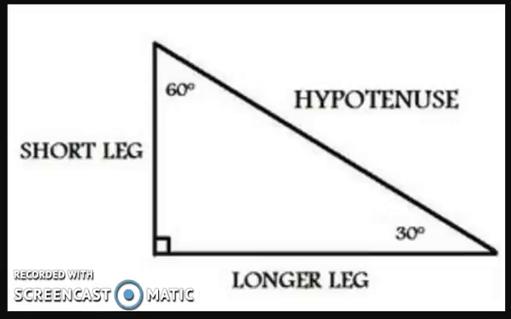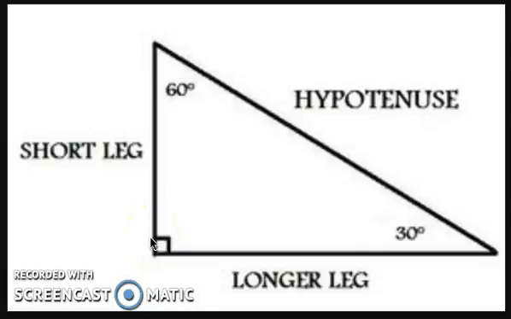Now, in a 30-60-90 triangle, it changes a little bit because this is not an isosceles right triangle. So we still have two legs, as you can see. However, you're going to hear them referred to as a short leg and a longer leg. The short leg, you can see me going over that right now, is always going to be opposite the 30-degree angle.